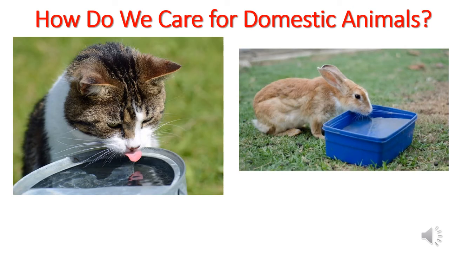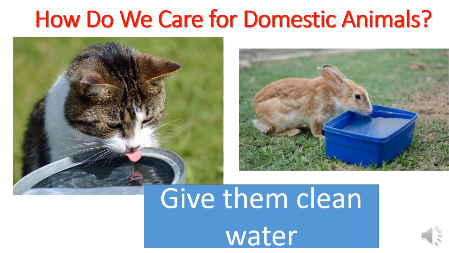Next, cat and rabbit. They are drinking water. Excellent. So what should I do also? Should I give them clean or dirty water to drink? They have to take clean water. So I have to give them clean water. So this is the next one. I have to give them food. I have to give them water. Good.